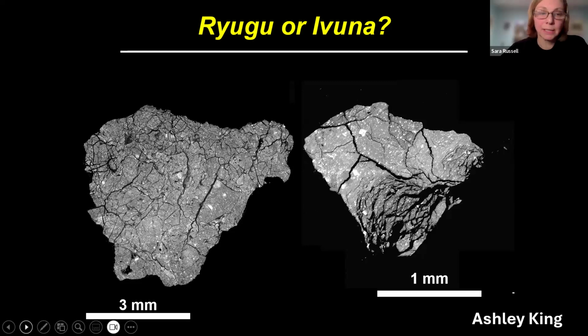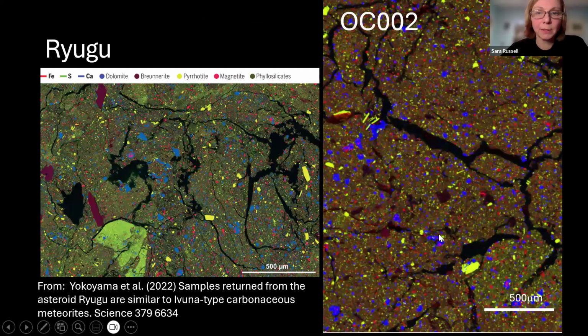But you can see the similarity, and that similarity extends when we look at it more closely as well. On the left here is a figure from Yokoyama et al., which shows the iron, sulfur, and calcium abundances of the return sample.